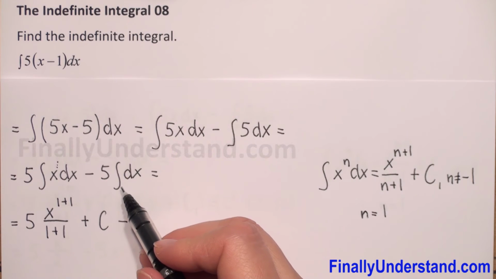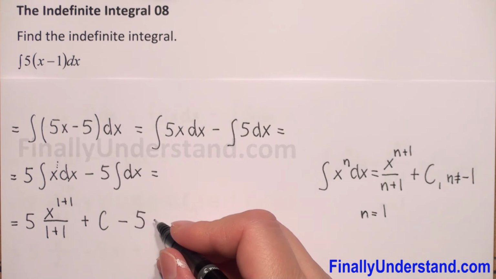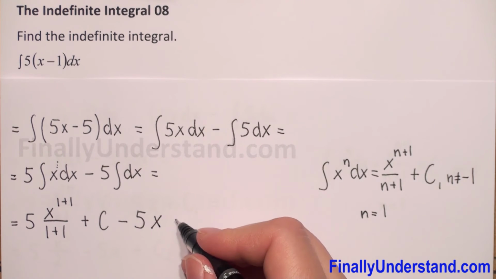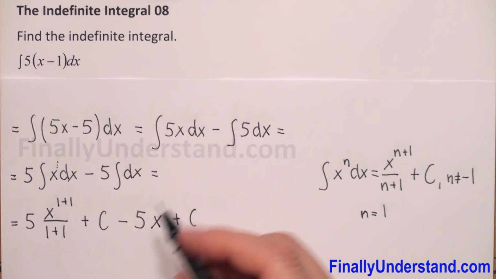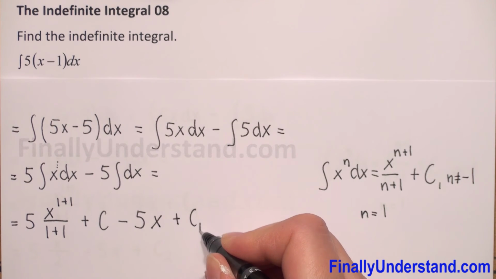It means you have to ask yourself, whose derivative is 1? Derivative of x is 1. So we have x, and we have to always add constant. Because we have constant c, now I can put c1.